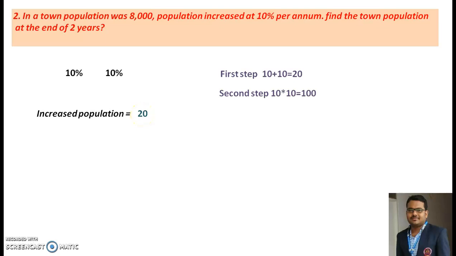Okay. So once observe the second step. If we multiply 10 with 10, we are getting 100. So in 100 there are three digits, right? So till now we took only two digits. So if we take 100 as our second digit, then what happens? Increased population becomes 20,100. So that is wrong. So in this shortcut we have to consider only two digits.